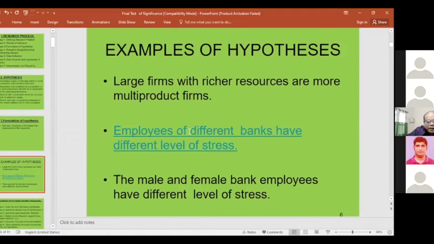Again, male and female bank employees have different levels of stress. Whether it's true or not, whether males have a higher level of stress or females have a lower level of stress. In this case, with male and female only, you can go for a t test or a z test. Earlier people said that the t test is for small sample size and the z test is for large sample size.